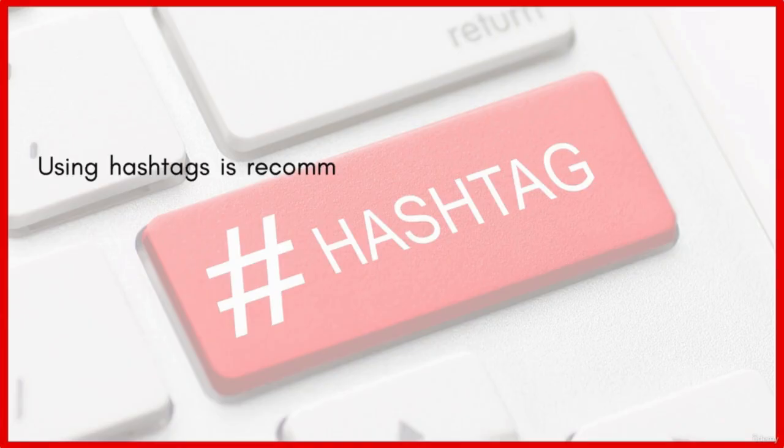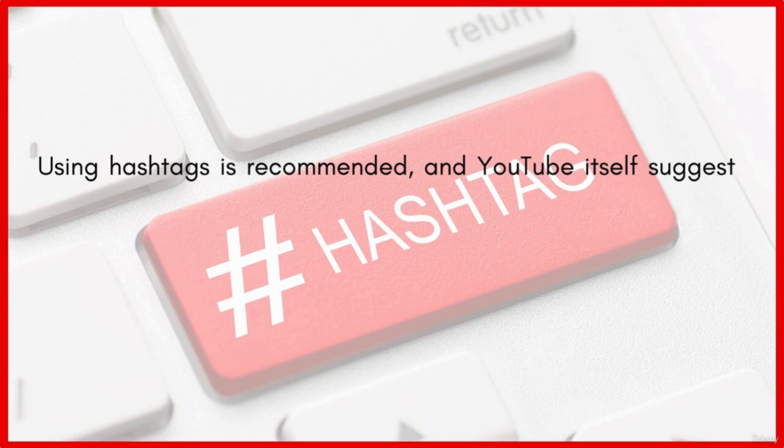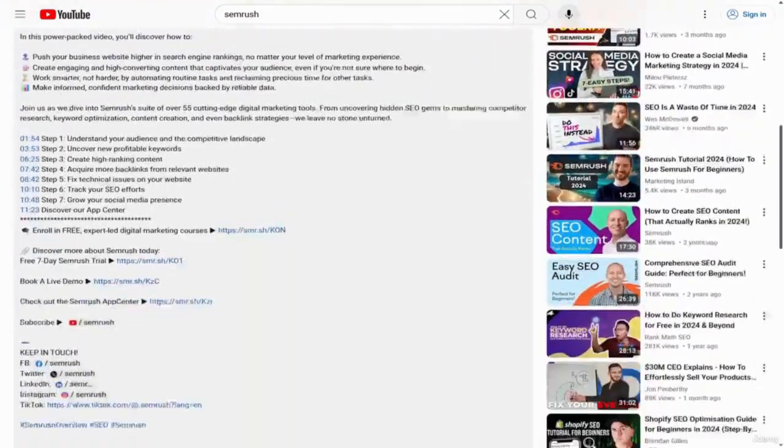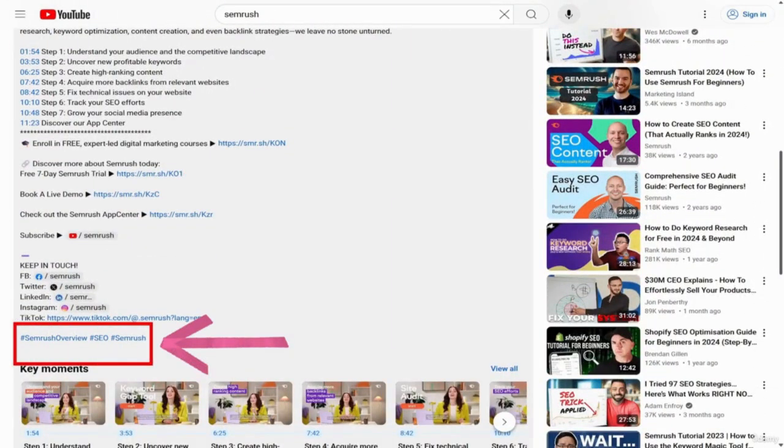Using hashtags is recommended, and YouTube itself suggests incorporating a few. Limit your use to 3-4 hashtags to avoid overloading your description. Place these hashtags at the very end of the description for optimal results. Hashtags should be placed as the last item in the video description.